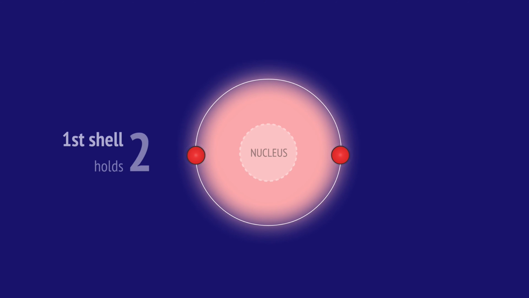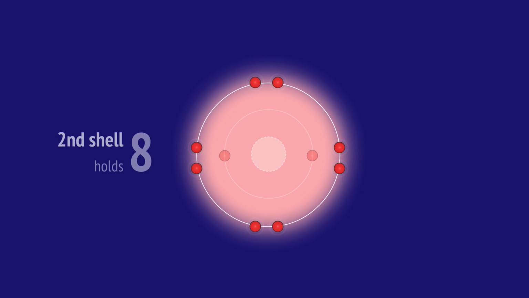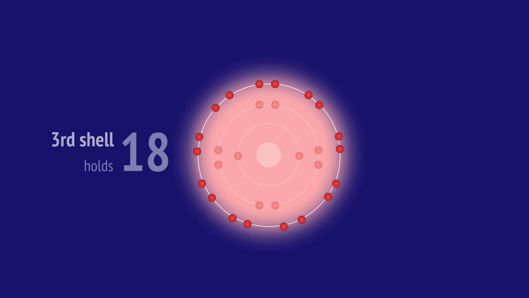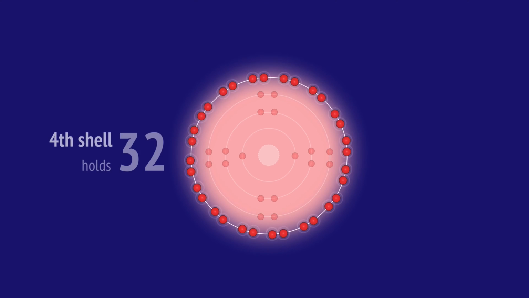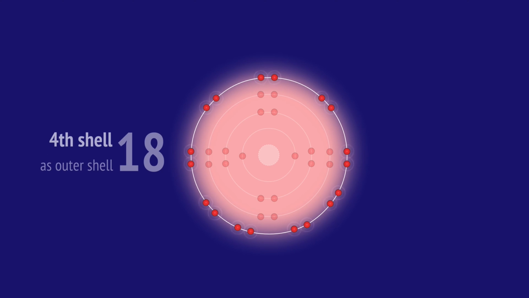The first shell, with the lowest energy, holds up to 2 electrons. The second shell holds up to 8 electrons. The third shell can hold up to 18 electrons, but only holds 8 as the outermost shell. And the fourth shell can hold 32 electrons, but only holds 18 as the outermost shell.